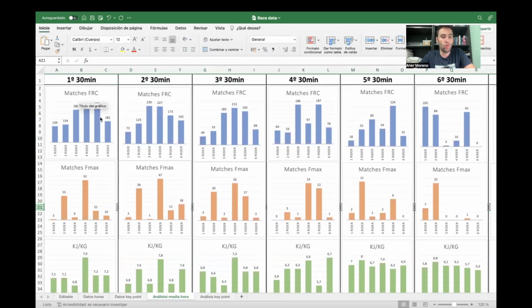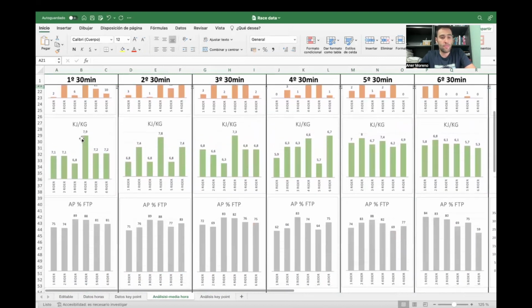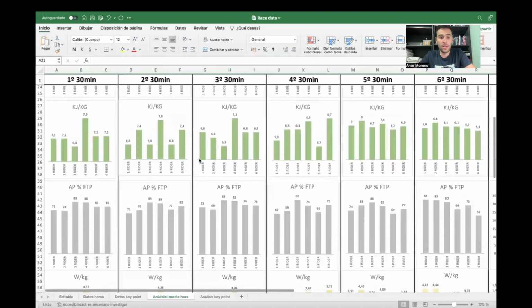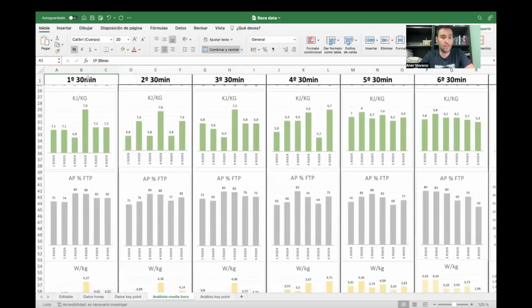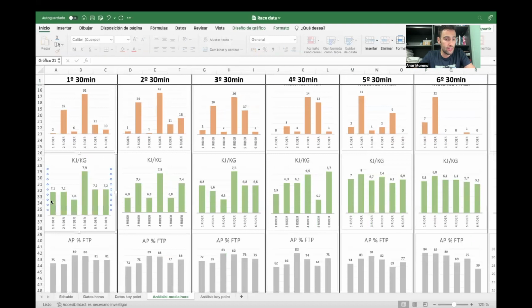Look at the people who have had to go to the breakaway in the first hours. They spend many more matches than the other ones. If we look at the kilojoules per kilogram spent every half an hour, we look here the first half an hour, second half an hour, third, fourth, fifth, and the last half an hour. We can see how these 3 riders, the ones who had to support the leader, and the leader, have spent the least of all of them.